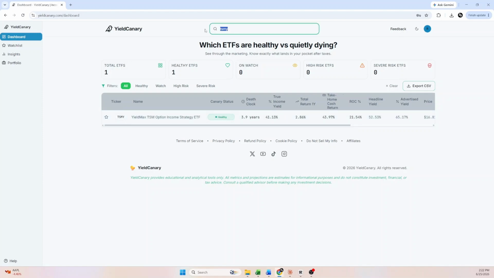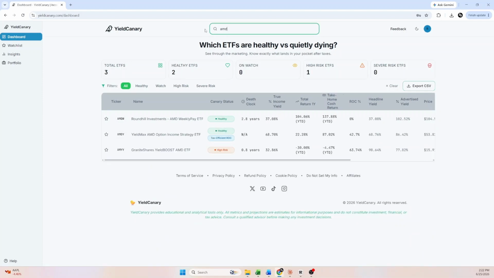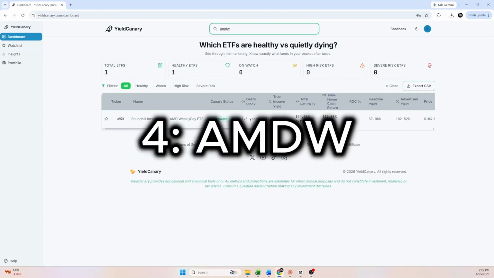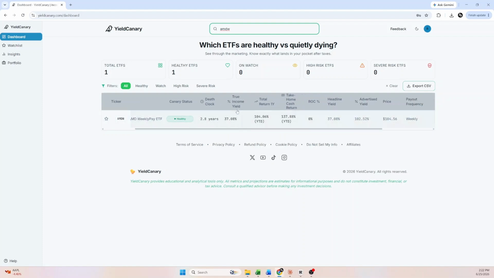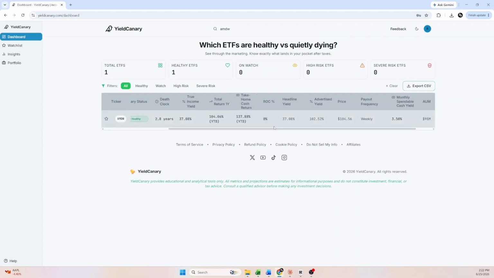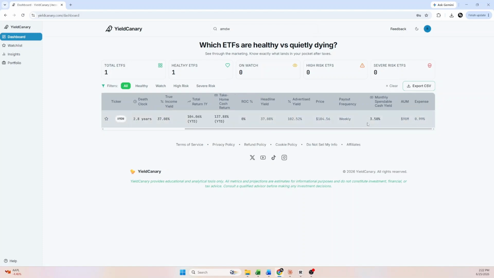So that's number 5. Number 4 on the list is AMDW. This is from Roundhill, the AMD weekly pay. All of these are going to be healthy funds that we're going through today. True income yield of about 37%. And we have 0% on the return of capital, and the monthly spendable cash yield at 3.5%.